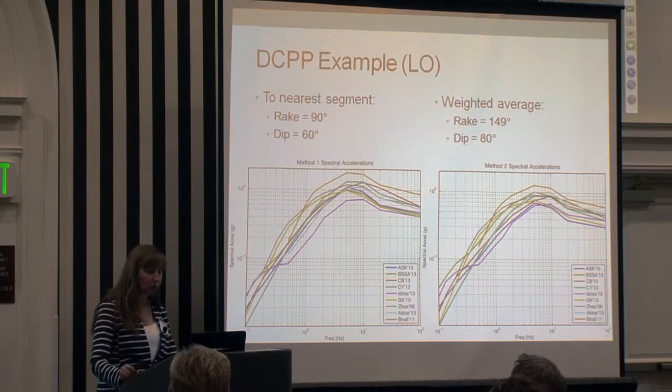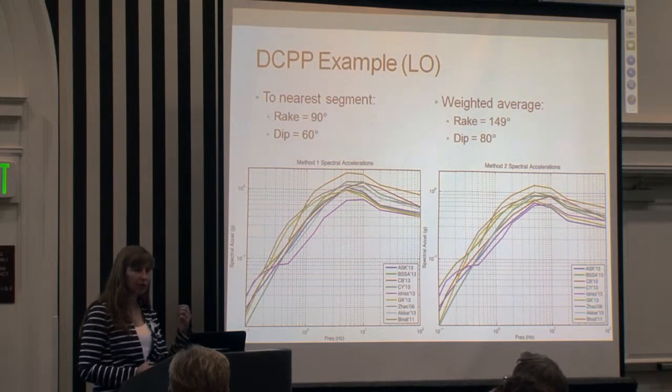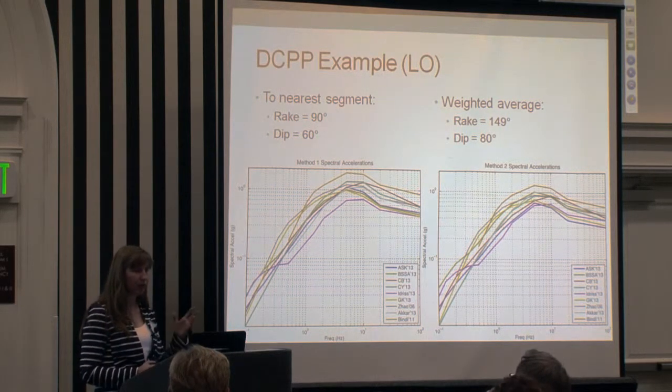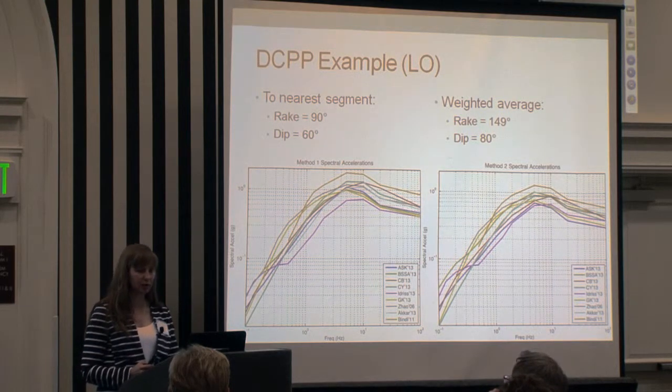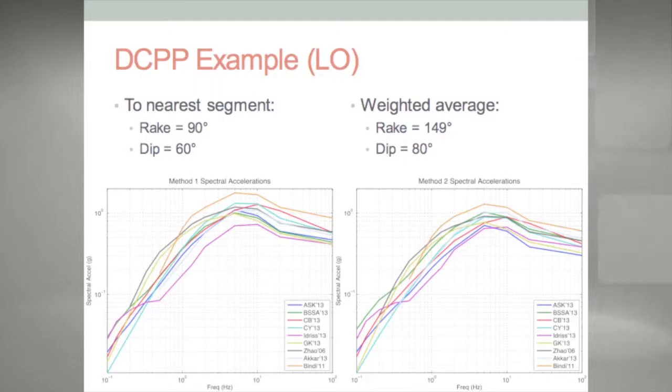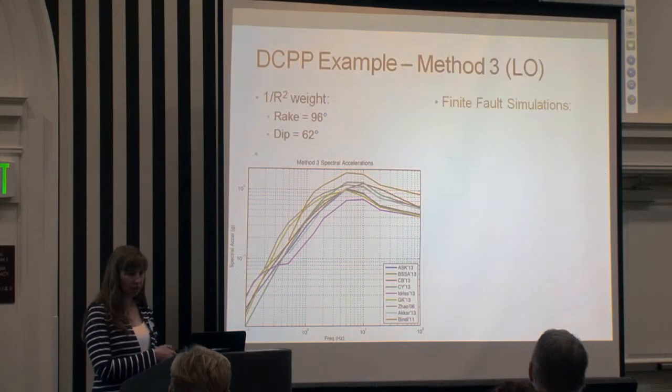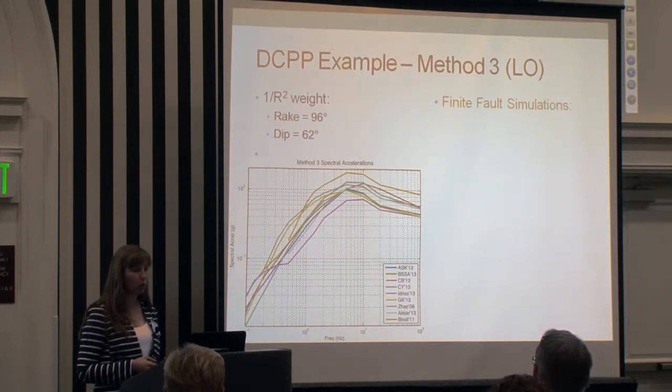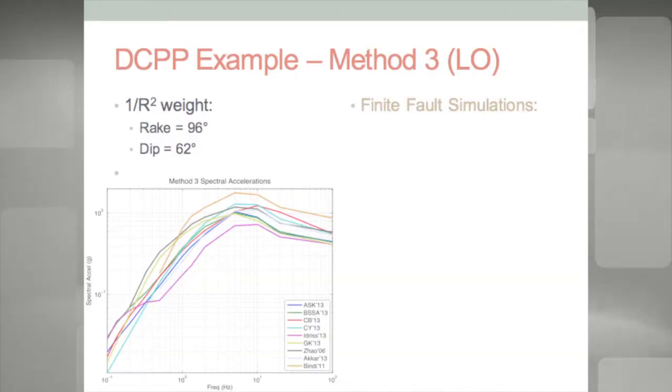Okay, so for method 1, to the nearest segment, we're going to say that that's the Los Osos, so we have a rake of 90 and a dip of 60, and that's what we're going to feed into our GMPEs. If we take the weighted average, we now have a rake of 149, so now we're into an oblique range. So we're going to be comparing that oblique to a dip of 80 degrees. And then if we're looking at the 1 over r squared weight, we have a rake of 96 because you're getting a larger contribution since you're closer to the Los Osos than you are to the Hosgri and the San Simeon. And so we have a rake of 96 degrees and a dip of 62.